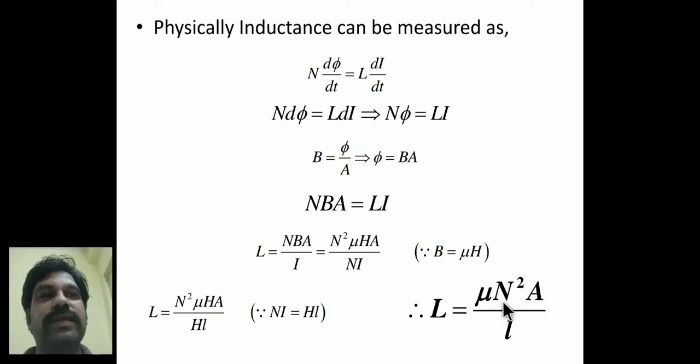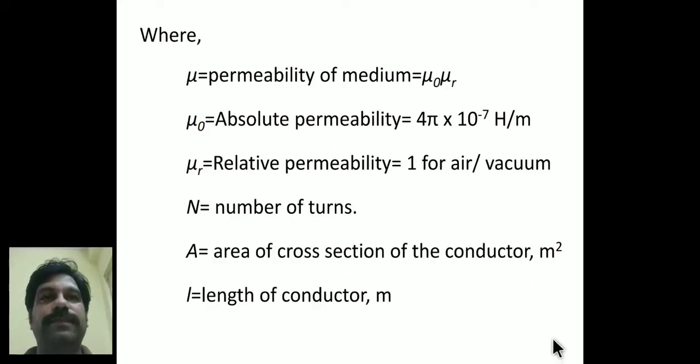Here N is the number of turns, A is the area of cross section of the coil, l is the length of the coil, and mu is the permeability of the medium. Mu is nothing but the permeability of the medium, given as mu naught into mu r. Mu naught value is 4 pi into 10 to the power of minus 7 henry per meter. Mu r is the relative permeability, whose value is 1 for air or vacuum. N is the number of turns, A is the area of cross section of the conductor measured in meter square, and l is the length of the conductor measured in meters.